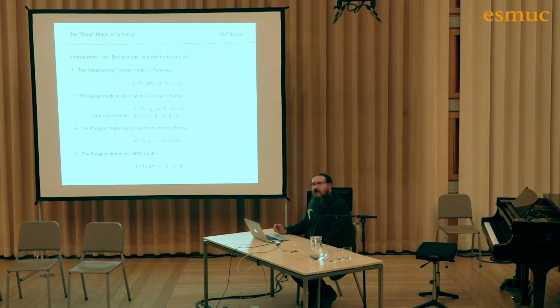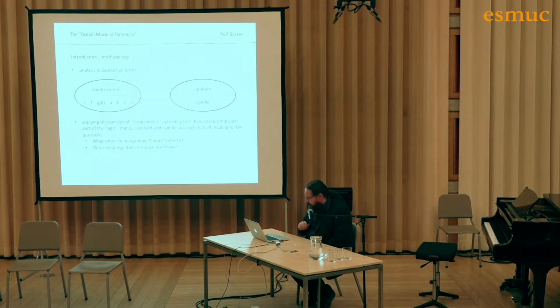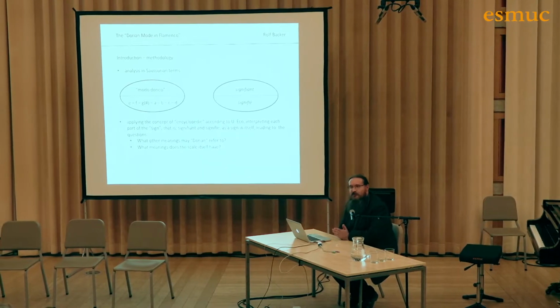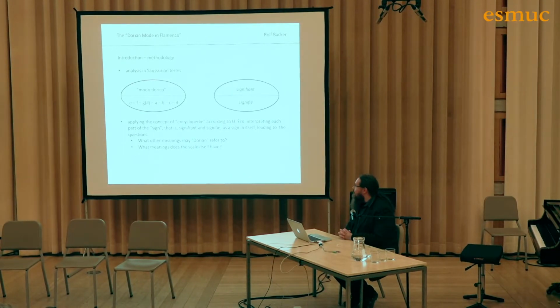From now on, I will try to call it E mode when I'm talking about this. That's to avoid giving it a more picturesque name. Okay. So how will we do this? I'm not here to propose new methodologies, so we'll just go to some quite traditional ways of analyzing meanings, and I will start with the typically Saussurean division between signifiant and signifié. So if we apply this to the modo dorico, then the word modo dorico would be the signifiant, and this scale would be the signifié.